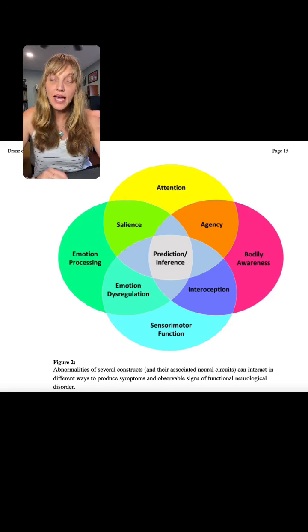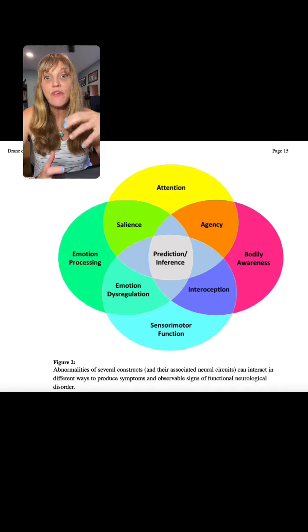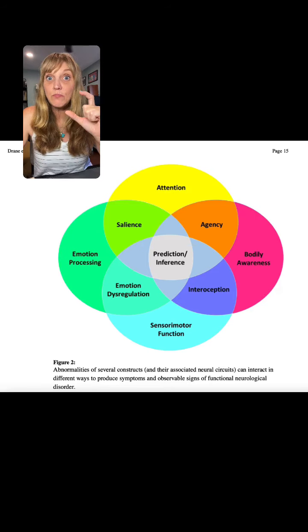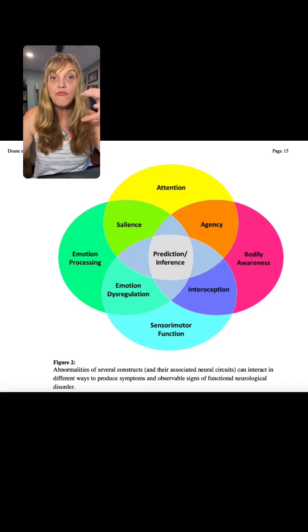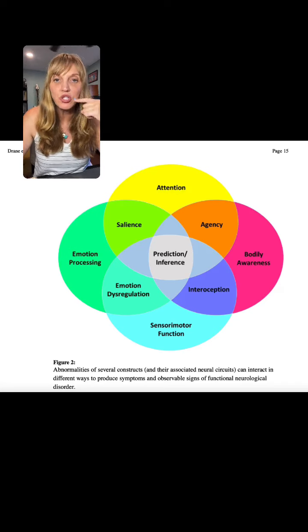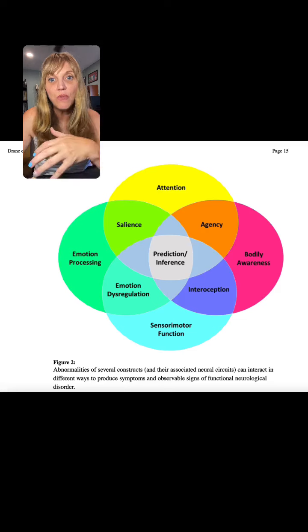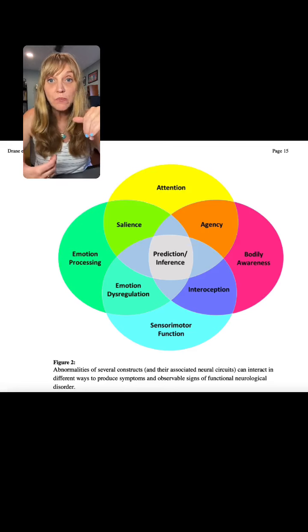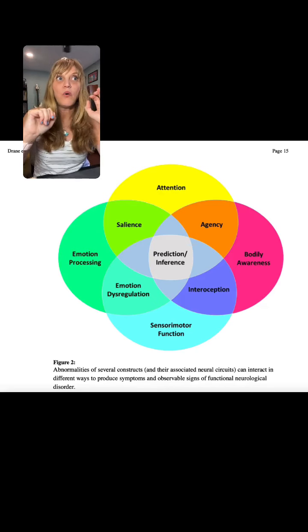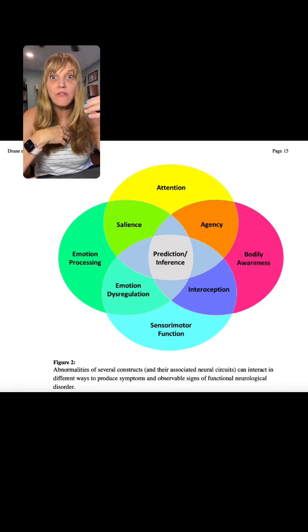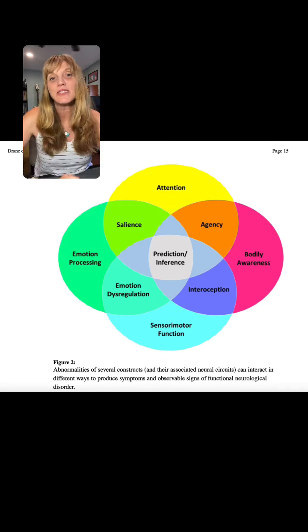oftentimes with testing and fMRI, and found changes in some of those, the connectivity in particular areas under these constructs. So the construct of attention, of agency, of body awareness and interoception, of sensory motor function, of emotional dysregulation, of emotion processing, of salience, and all of these also really interacting at the middle with these brain mechanisms of prediction and inference as well.